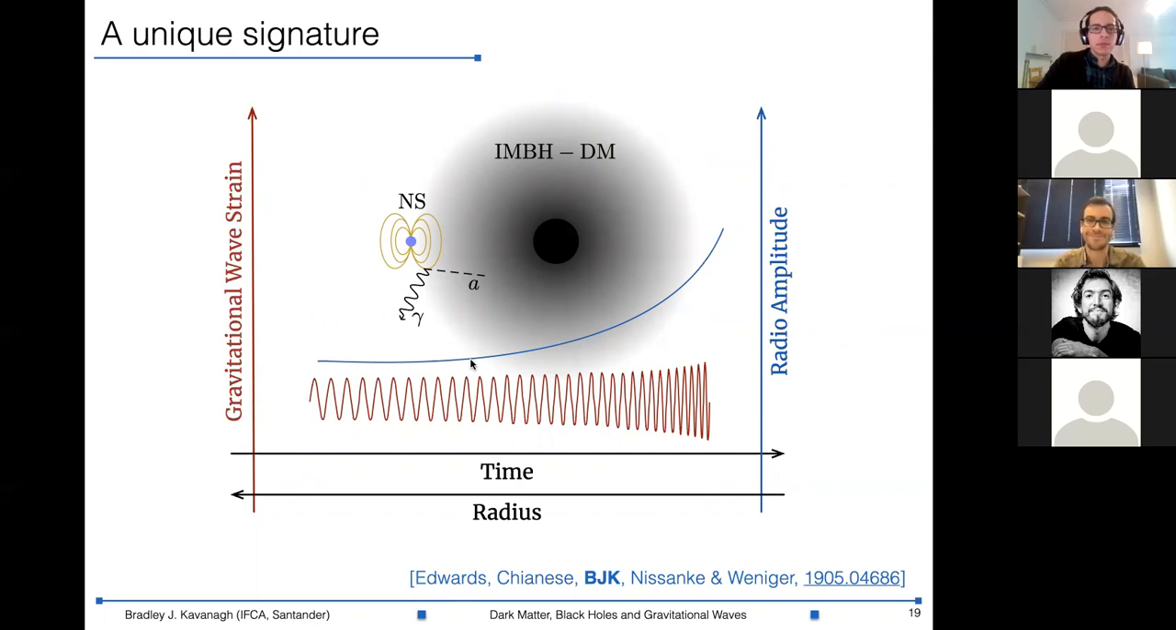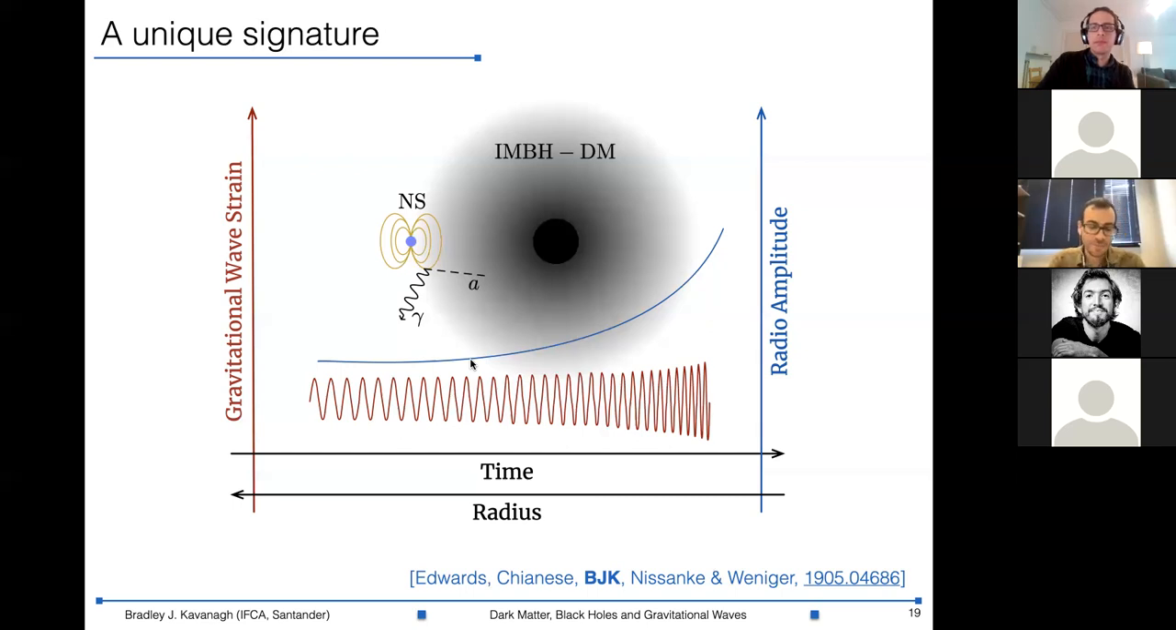Enrico, please go ahead. Hi, just a curiosity. I was wondering if the presence of an accretion disk or matter surrounding the black hole might change your prediction on the dynamical friction.